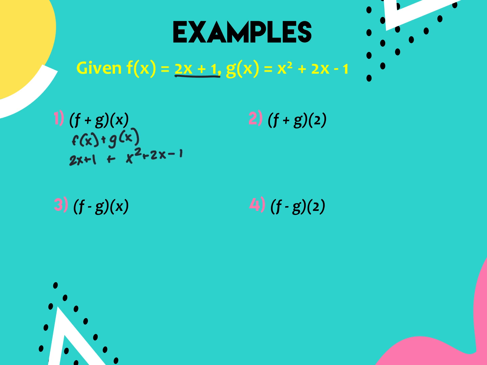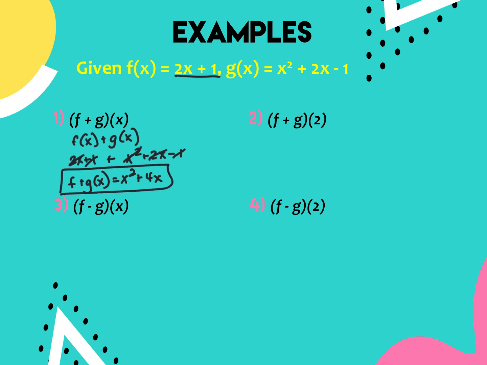So I'm just going to combine my like terms. I have an x squared here. I have 2x and 2x is 4x, and plus 1 and minus 1 cancels out. So I know that f plus g of x is going to equal x squared plus 4x. So that's my solution, okay?